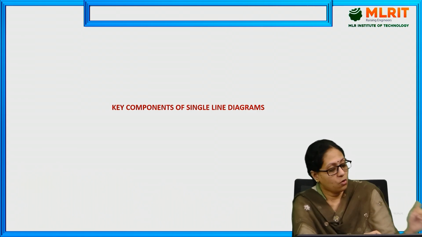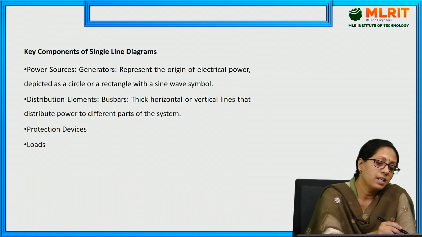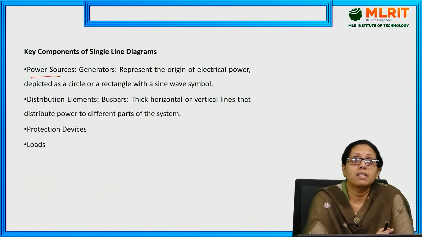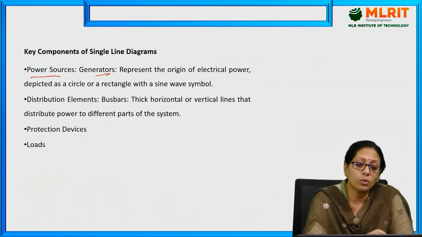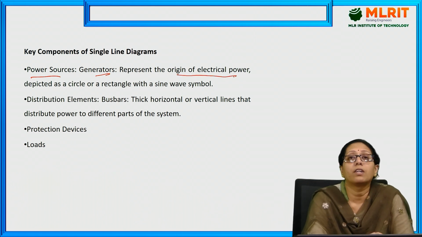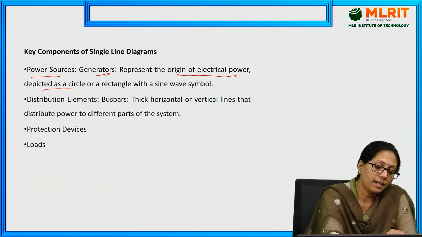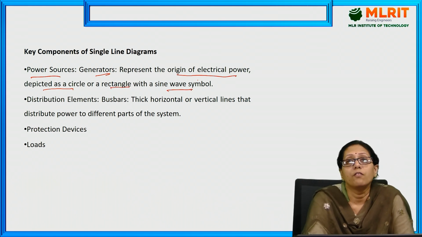Key components of a single line diagram. These are the key components, like the power sources. Power sources should compulsorily be present, like the generator, to represent the origin of the electrical power, from where the power is being consumed. So the input should always be depicted, as a circle or a rectangle with a sinusoidal waveform.